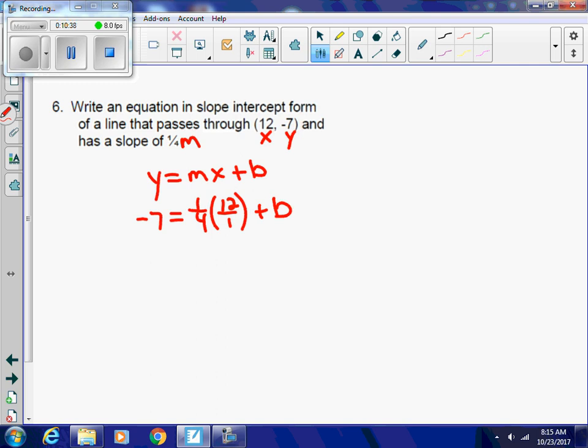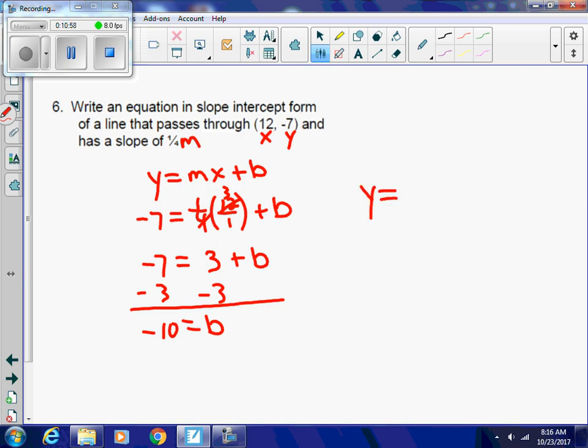Okay, I can solve for b here. Simplify this section first. This is just a 3. And subtract your 3 on both sides to solve for b. Alright, once you have b and you have m, you can just write your equation. Y equals 1/4 x, don't forget the x, minus 10.